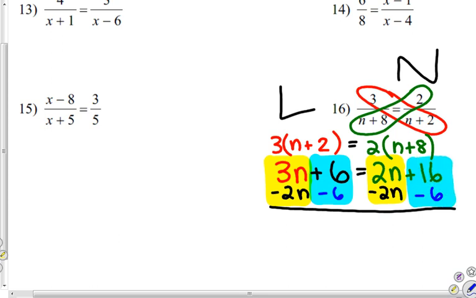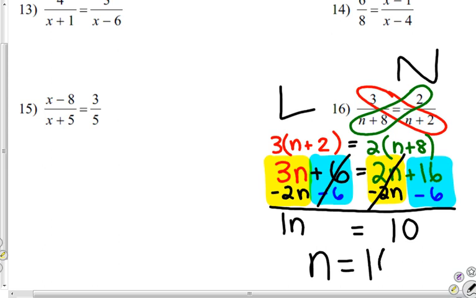So let's look at the first yellow. 3n minus 2n is 1n. Blue, 6 minus 6 cancels. Equals 2n minus 2n cancels. 16 minus 6 is 10. When we divide by 1, we get that n equals 10.